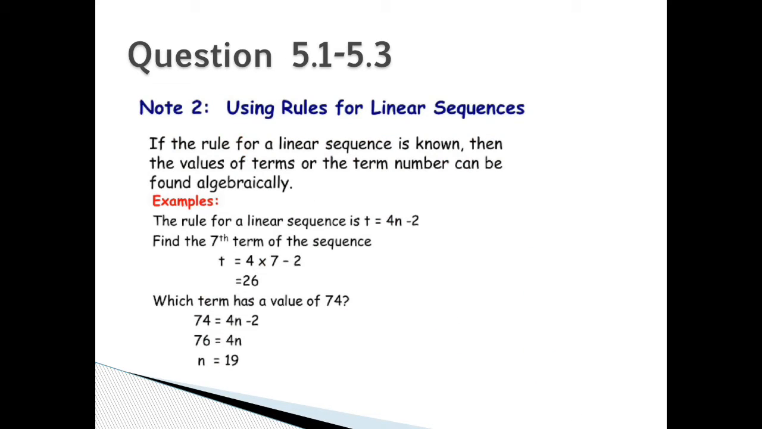You could also use rules for linear sequences. If the rule for a linear sequence is known, then the values of the term or the term number can be found algebraically. For example, the rule for a linear sequence is t is equal to 4n minus 2. If it says find the 7th term in the sequence, t is equal to 4 times 7 minus 2, which is 26. Which term has the value of 74? Well, that becomes your answer. 74 is equal to 4n minus 2, and you solve for n, which is 19.